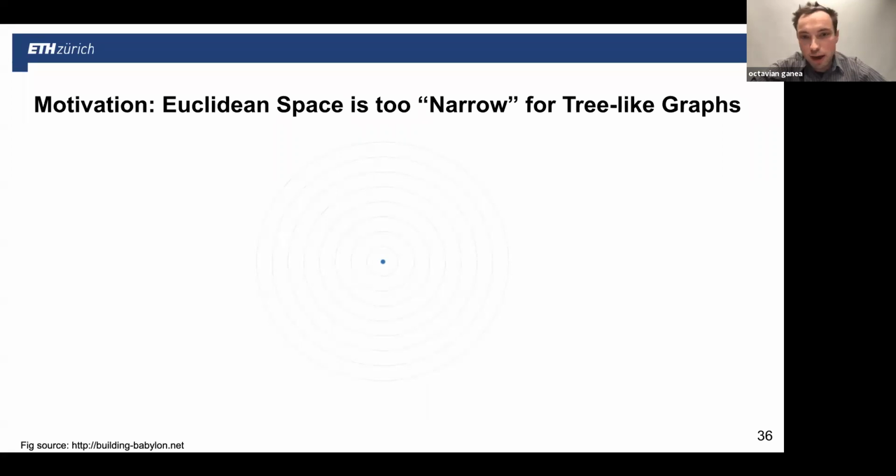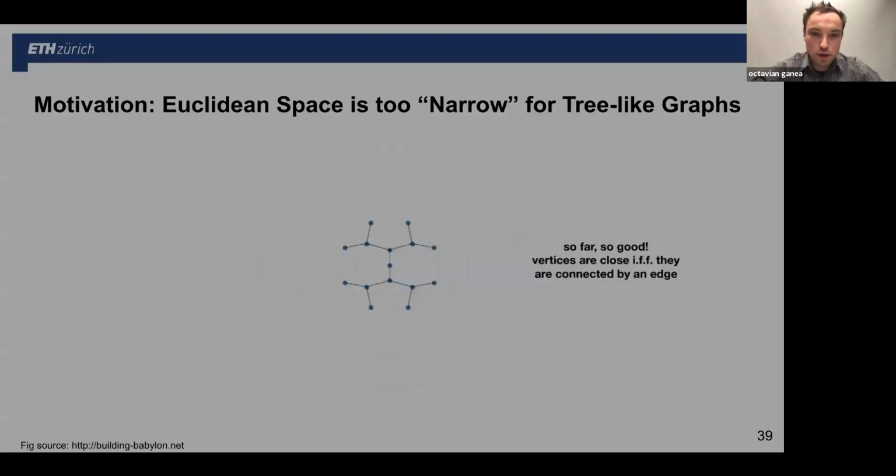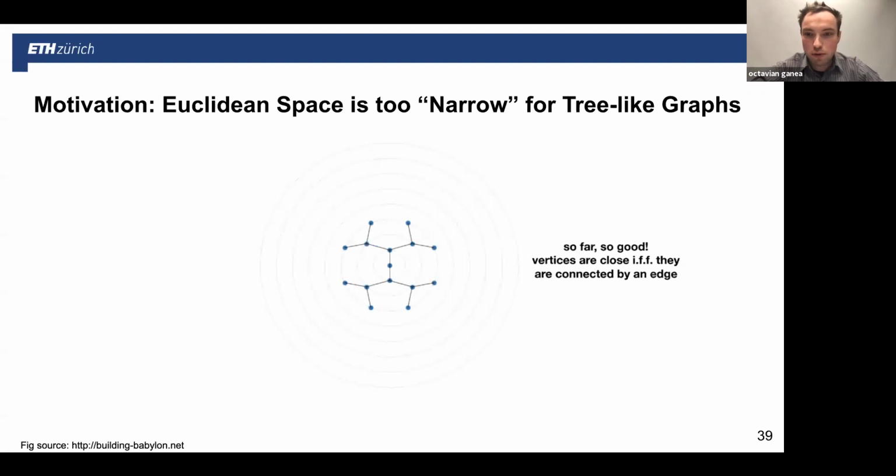If they are not connected by an edge, then they are far in the embedding space. And ideally, we also want to capture the distance in the tree, so the shortest path length between two nodes, also in this embedding space. If we have a single node, that's very simple. We're just going to put it in anywhere. Now, if we have a tree with two leaves and the root, it's very easy again. But once we start putting more and more nodes, well, so far so good.